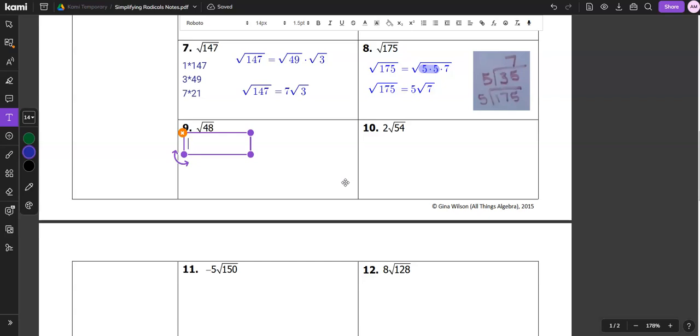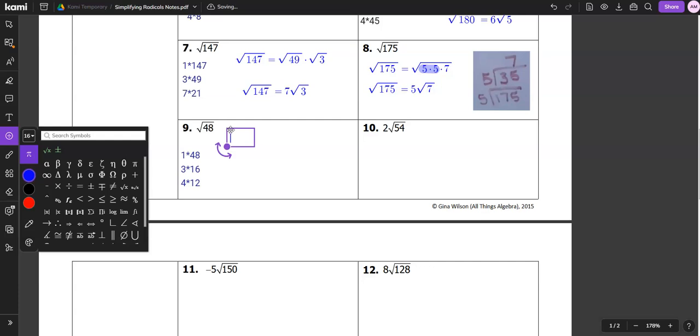So looking at number 9, we have 48. So we have 1 times 48, 3 times 16, and 4 times 12. On these smaller ones that only have 3 to 6 factors, it's easier for us to break it down. So the square root of 48 is equal to the square root of 16, which is our largest perfect square, times the square root of 3.